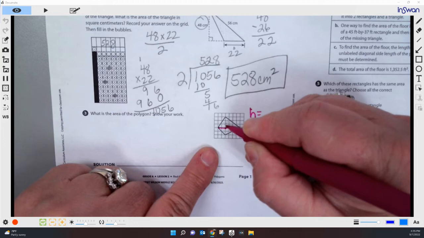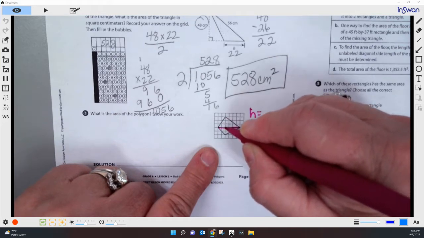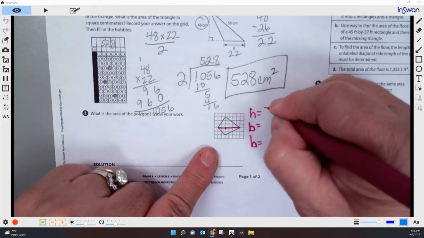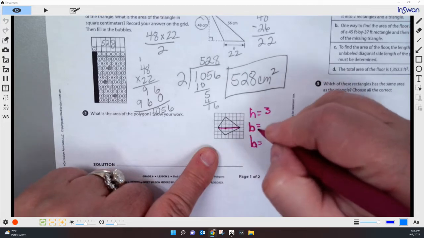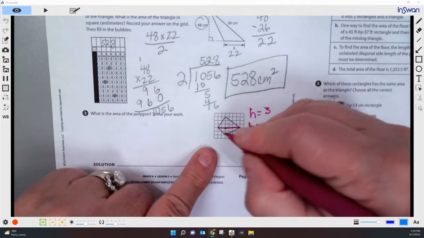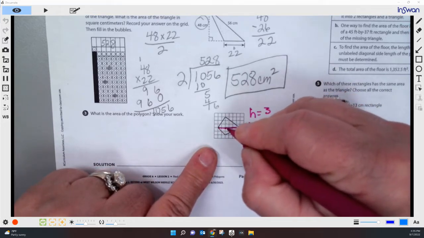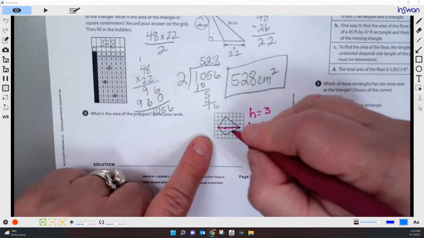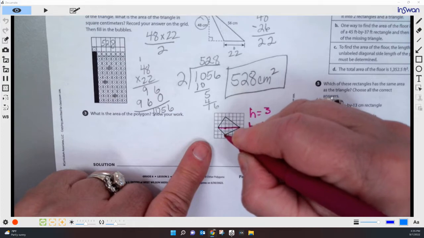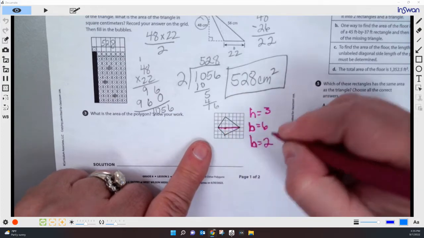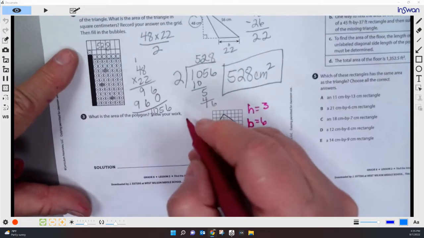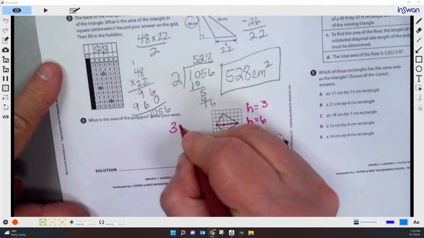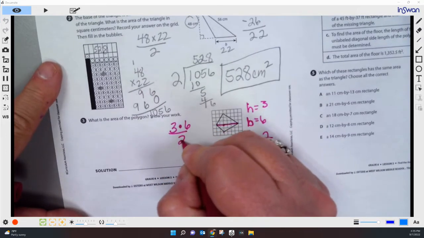So if I go from here to the top, I start at the base, 1, 2, 3. The height of that one is 3. The base, if I start here and go to here, is 1, 2, 3, 4, 5, 6. And the height of the bottom one, if I start at the base and go to the tip, is going to be 2. So for the top triangle, I'm going to have 3 times 6 divided by 2.